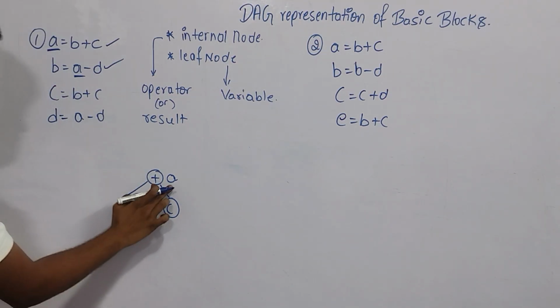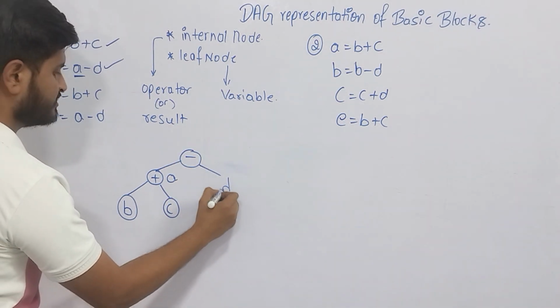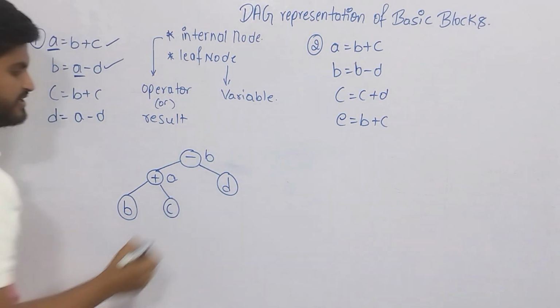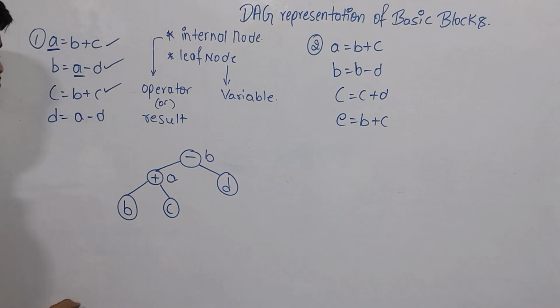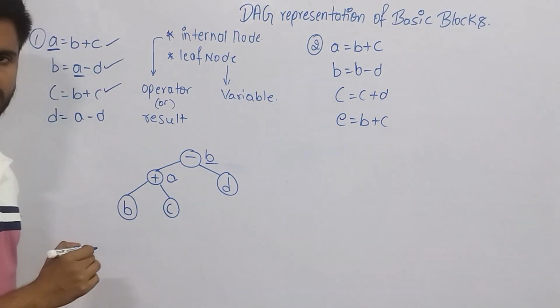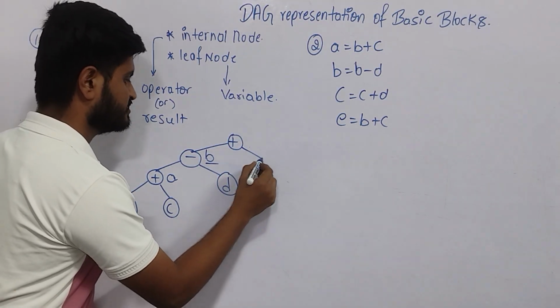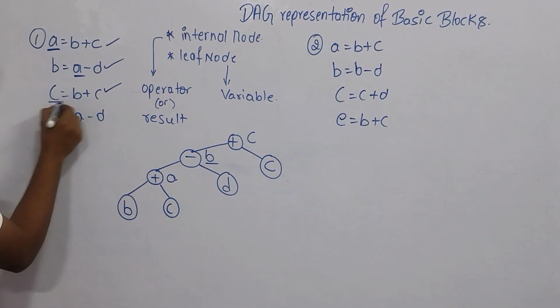Next, a is over. The second equation is b is equal to a minus d. We know the value of a, a is here, a minus d, so a minus d will be b. You can write the result here, b. The next instruction is c is equal to b plus c. We have the value of b here, so b plus c will be c. The result will be c itself.